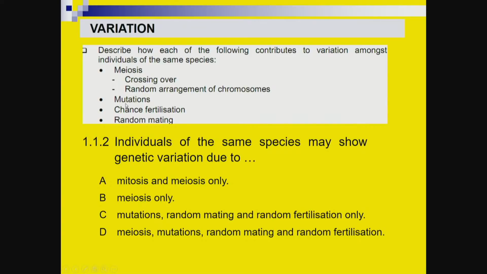Meiosis, mutation, chance fertilization, random mating. So that is the 1, 2, 3, 4. So if you have to name it, name meiosis separately. It's not meiosis, crossing over and random arrangement. Crossing over and random arrangement form part of meiosis. So you will have a mark for meiosis, but these will be wrong, and then they will lose marks. So if you only have to name the sources, it's meiosis, mutation, chance fertilization, and random mating.